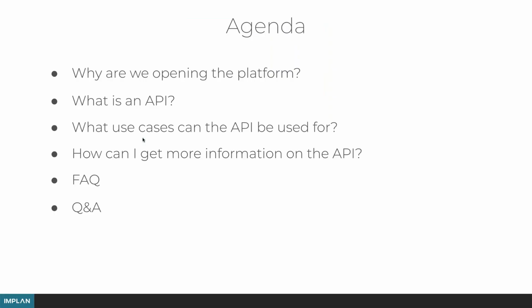So what does today's agenda look like? We're going to go through a couple of different questions surrounding the IMPLAN API. First, why are we opening the IMPLAN platform? Second, what is an API? Then we'll get into some use cases that the API could be used for, as well as ways to get more information on the IMPLAN API solution. Then we'll jump into a quick bit on frequently asked questions surrounding the API. And then, like I noted, we will jump into a Q&A session with whatever time we have left.